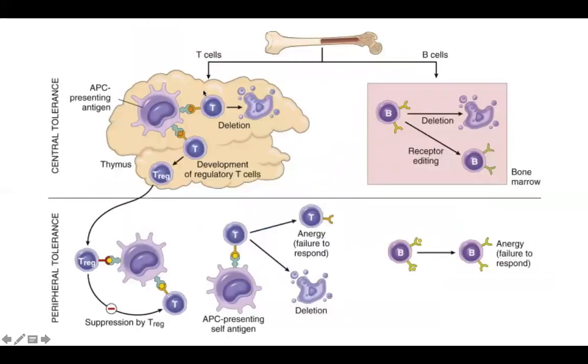The same diagram again. So for T cells, central tolerance is by deletion, and peripheral tolerance is by deletion and anergy. For B cells, central tolerance is by deletion and receptor editing, and peripheral is by anergy. This diagram is repetitive, so just for your revision, yeah, we'll proceed.